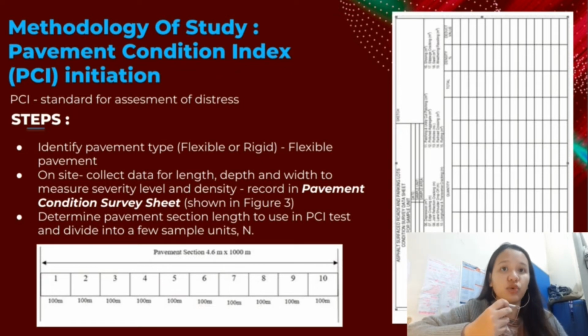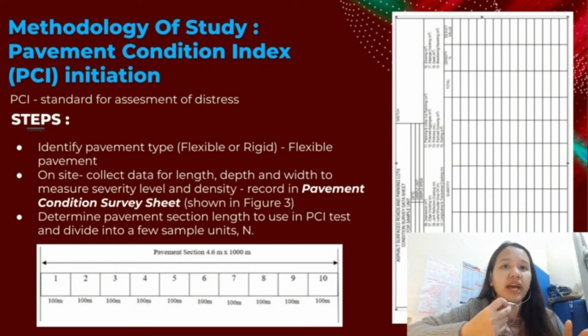The first thing is to identify what pavement type you are dealing with, either flexible or rigid. In this study, we are using flexible pavement. Next is on-site investigation. Here, we need to collect data for the length, depth, and width to measure the severity level and density of the pavement.